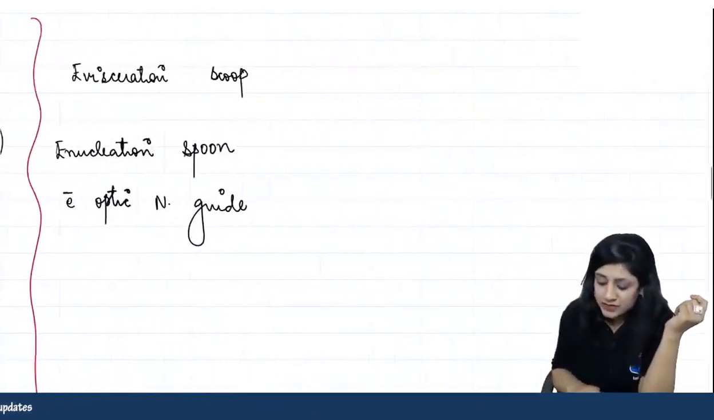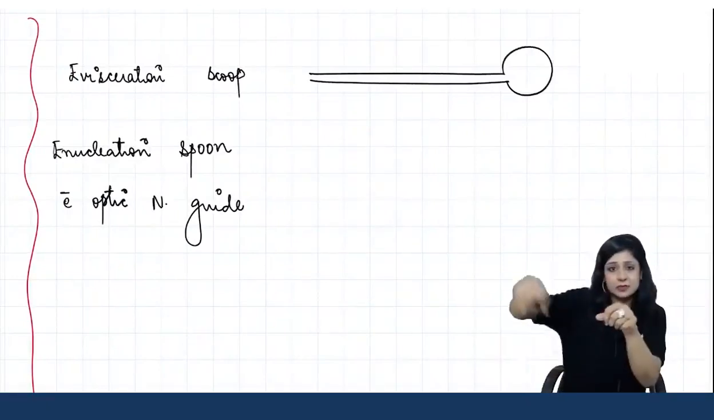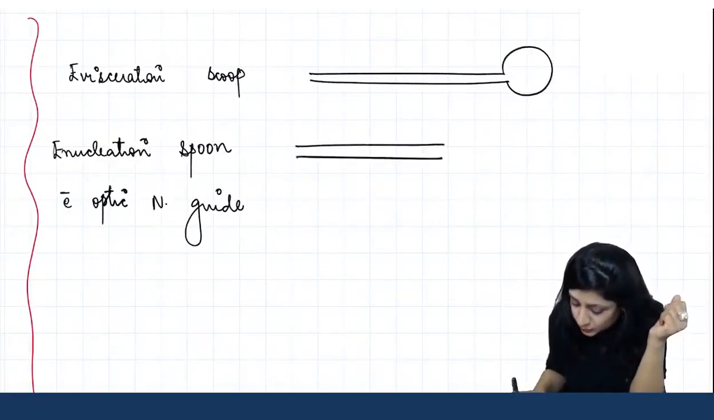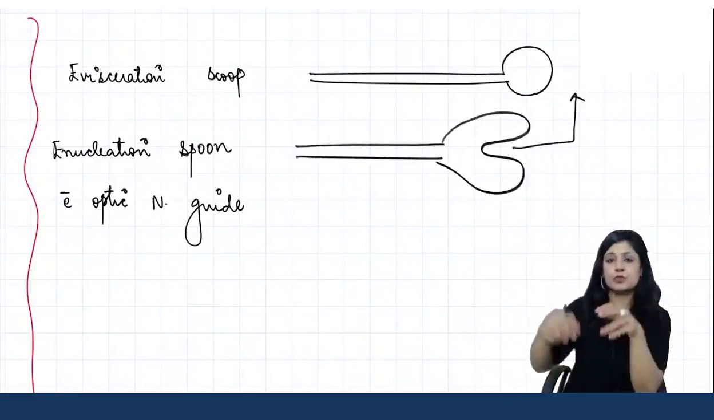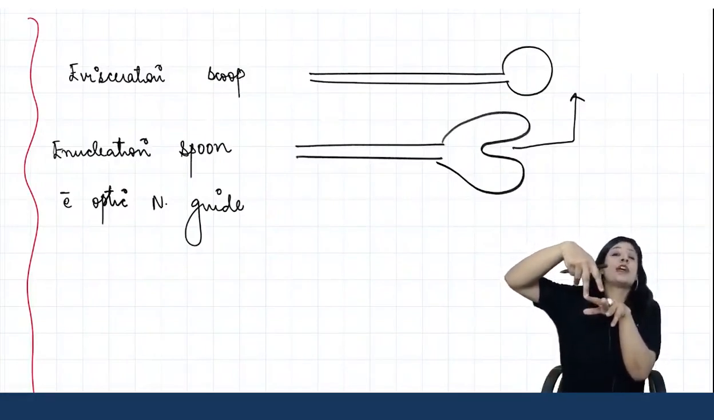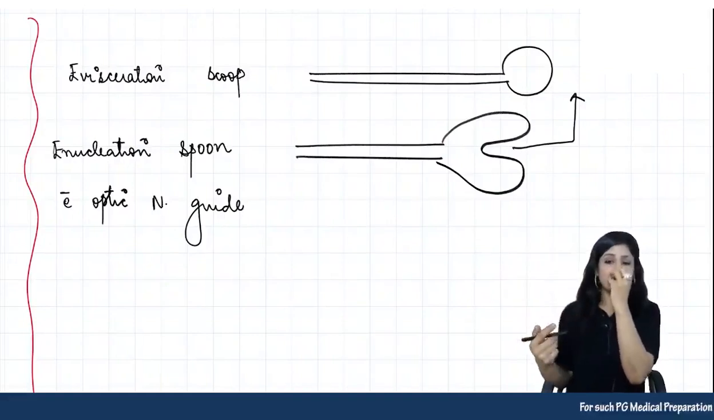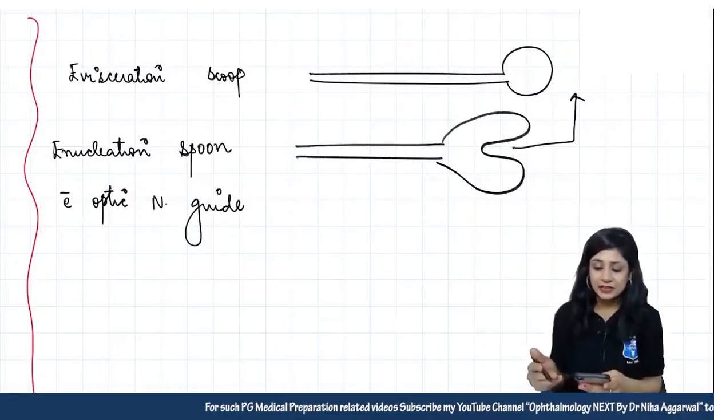So what is the difference? If I'm talking about the evisceration scoop, it is something like this. You are scooping out the contents. When I say the word spoon, it is something like this with this optic nerve guide. You have to hook the optic nerve there, because we have to see how much length you have to cut for the optic nerve. That is your enucleation spoon with the optic nerve guide. Are you clear?